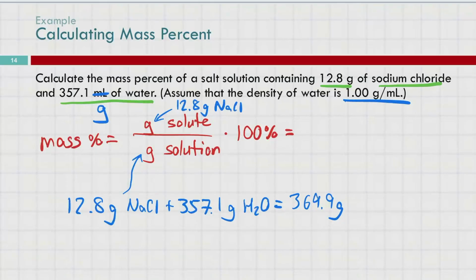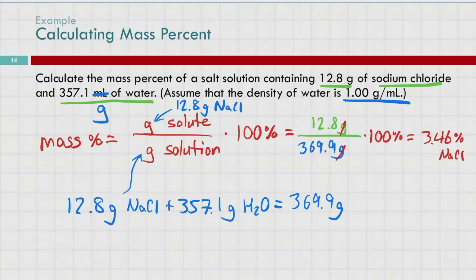So plugging numbers into our equation, 12.8 grams over 369.9 grams times 100%. Grams cancel. And this is a 3.46% sodium chloride solution.